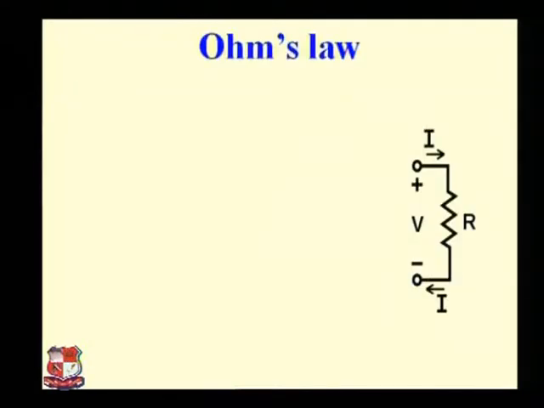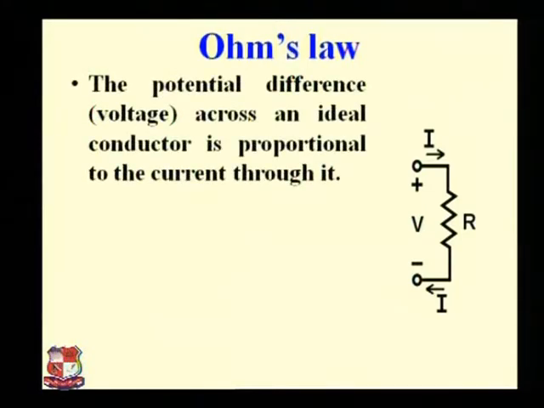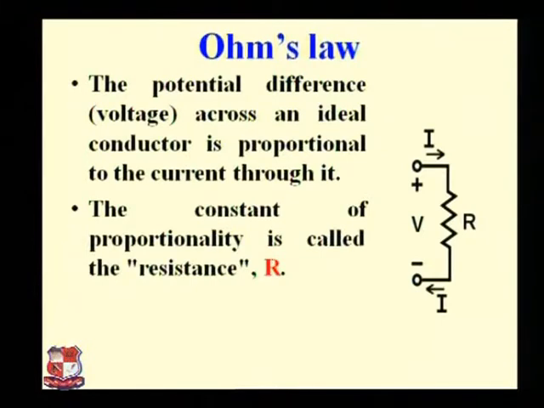Okay, what is Ohm's law? The potential difference or voltage across an ideal conductor is proportional to the current flowing through it, and the constant of proportionality is called the resistance R. Ohm's law states that the current flowing through any conductor is directly proportional to the applied voltage V.